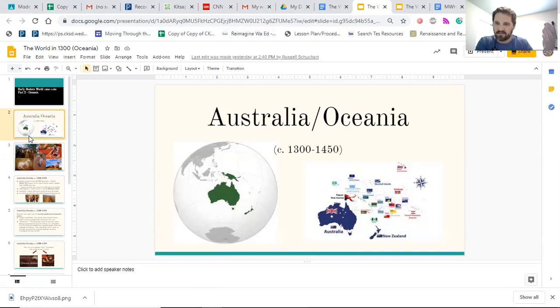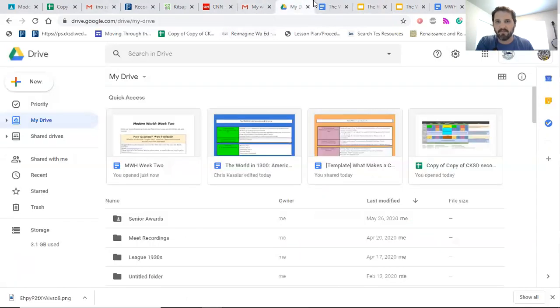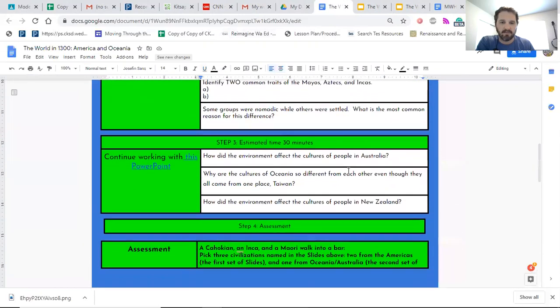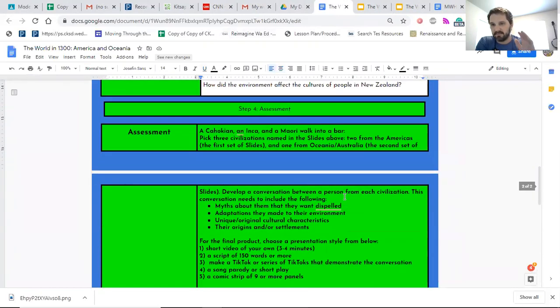Kind of the whole point of this lesson, if we go back to the learning targets, is we're trying to have you understand the different characteristics of the indigenous peoples from America and Oceania, and also to highlight some of the differences as well. And you go through these, and step 4 basically is an assessment piece.